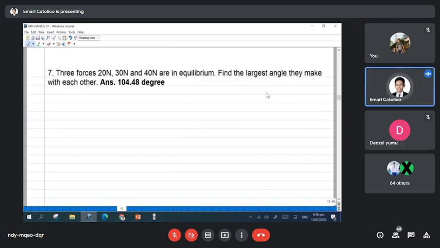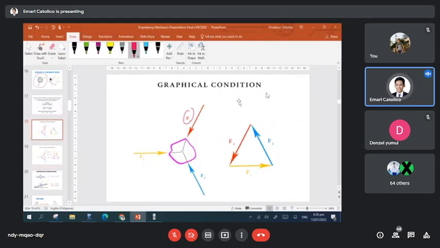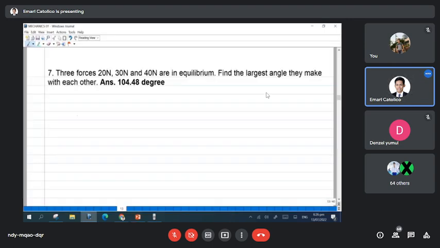Okay. So, number 7. Kayo ang gagawa ng diagram yun. Mostly ganyan yung tanong. Number 7, three forces, 20 Newton, 30 Newton, and 40 Newton are in equilibrium. Find the largest angle they make with each other. Since equilibrium yan, ang gagamitin natin na concept is yung graphical method or the polygon method. Since wala kang given na angle, hindi mo pwedeng i-calculate. Hindi pwedeng i-calculate yan, ha? So, gamit tayo ng polygon method.